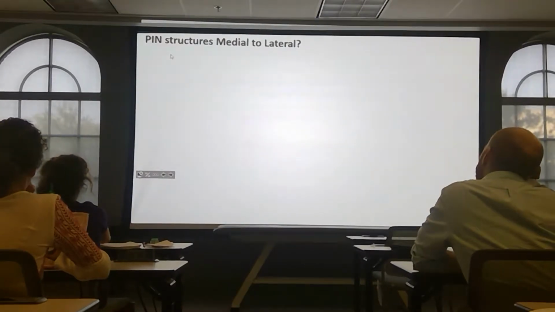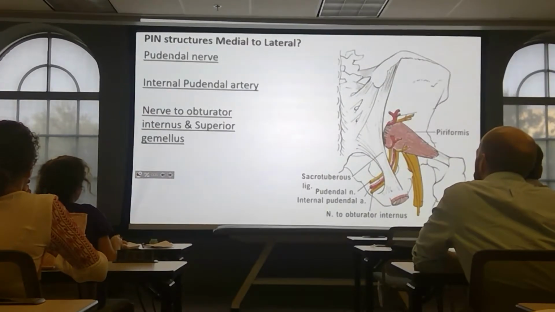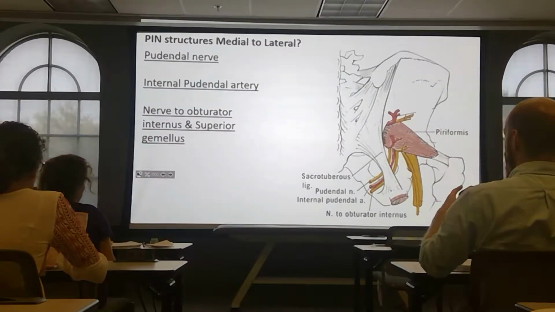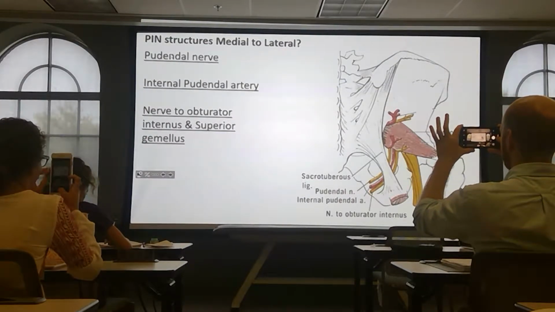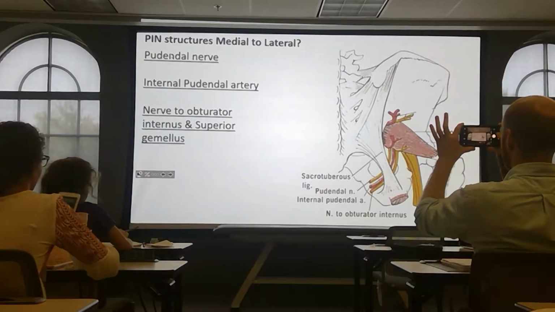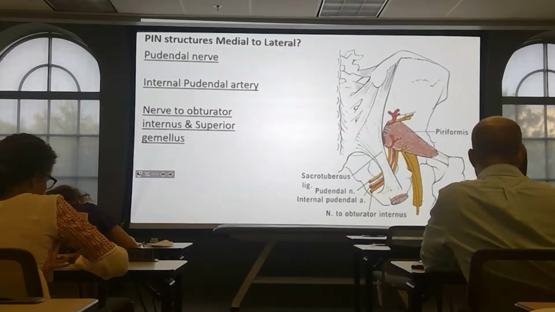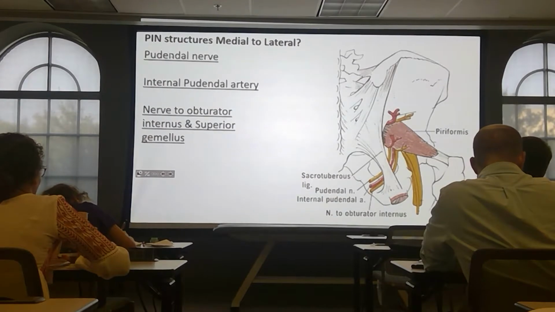So, the PIN structures, did you guys talk about those? PIN structures, medial to lateral, that's coming out under the piriformis muscle. That's the pudendal nerve, the internal pudendal artery, and then the nerve to obturator internus and superior gemellus. So PIN are the structures medial to lateral that are coming out underneath the piriformis muscle.